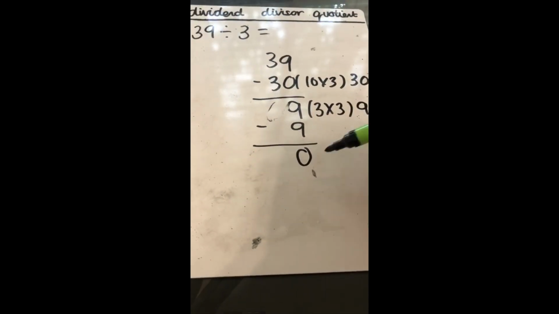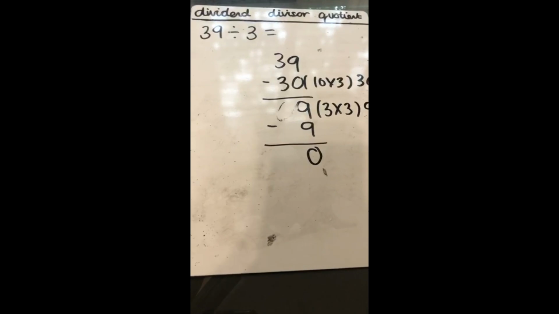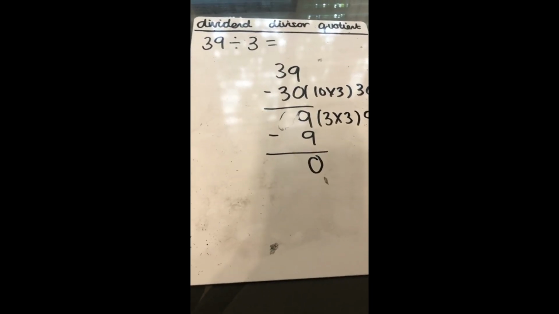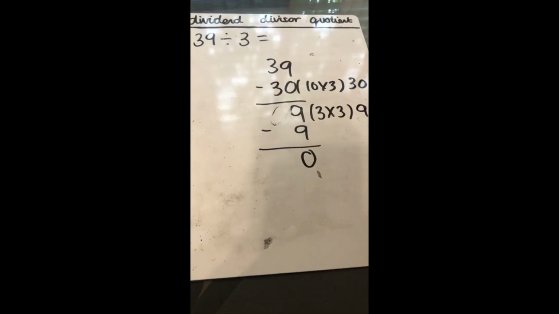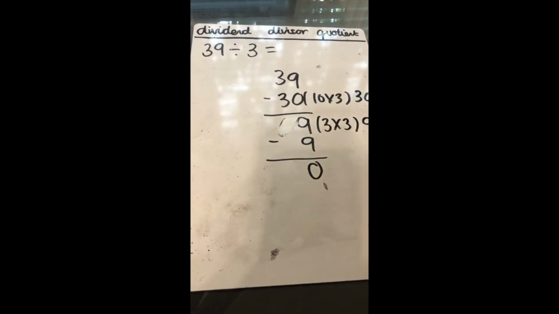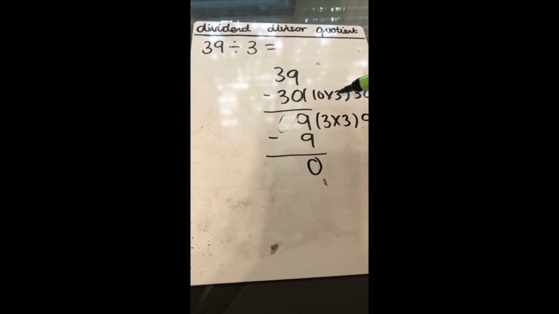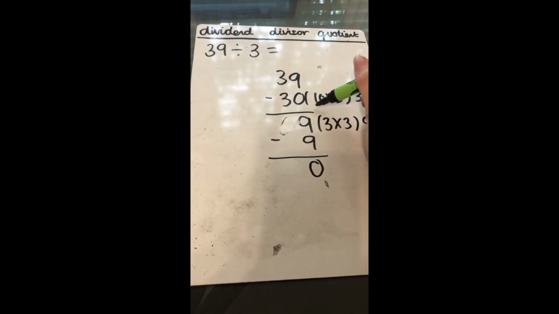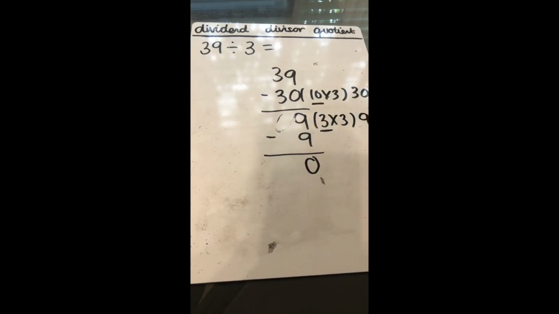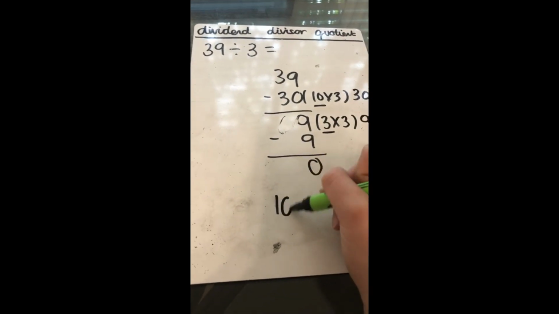Okay, I've got to the 0 now, which means I've completed the chunking part of the division, but I haven't yet found my quotient or the answer. How do we find that? We find that by looking at our times table sentences that we did, and we take our first number from each of our times tables and add them together.